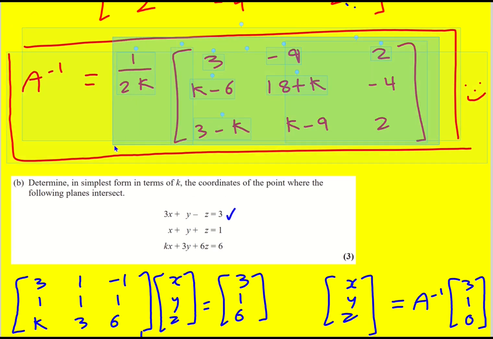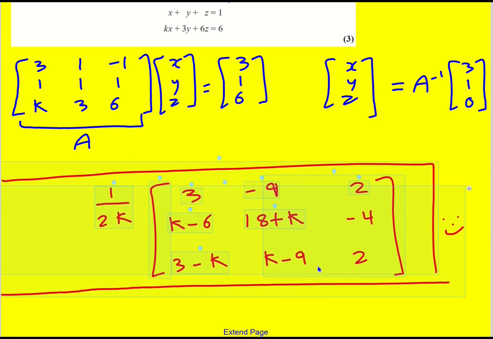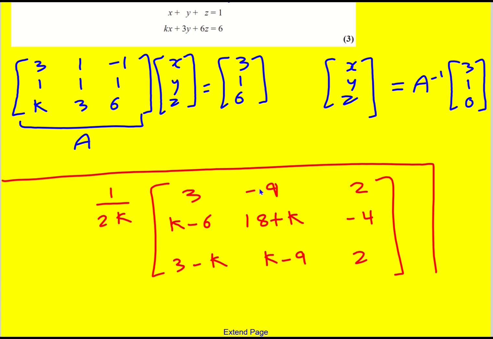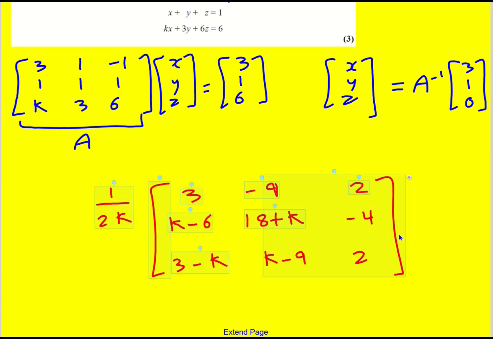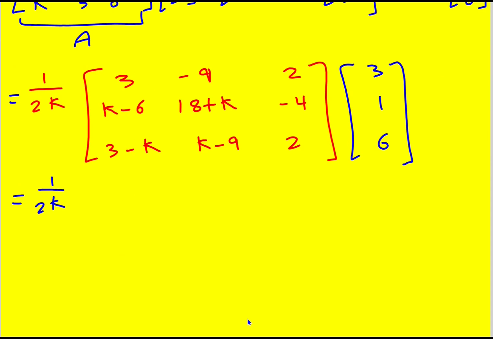Okay, and we've got our inverse matrix here. So it's going to equal this multiplied by 3, 1, 6. Keep the 1 over 2k out of it for the moment. And then let's multiply the matrices. Okay, remember I'm going along and down. I'm going to get 9 minus 9 plus 12. It's going to give me 12.